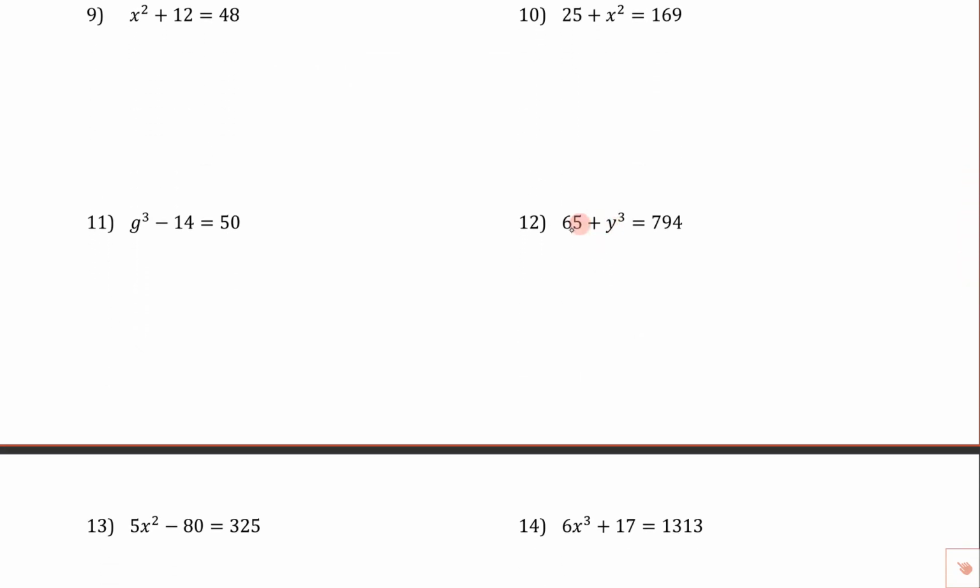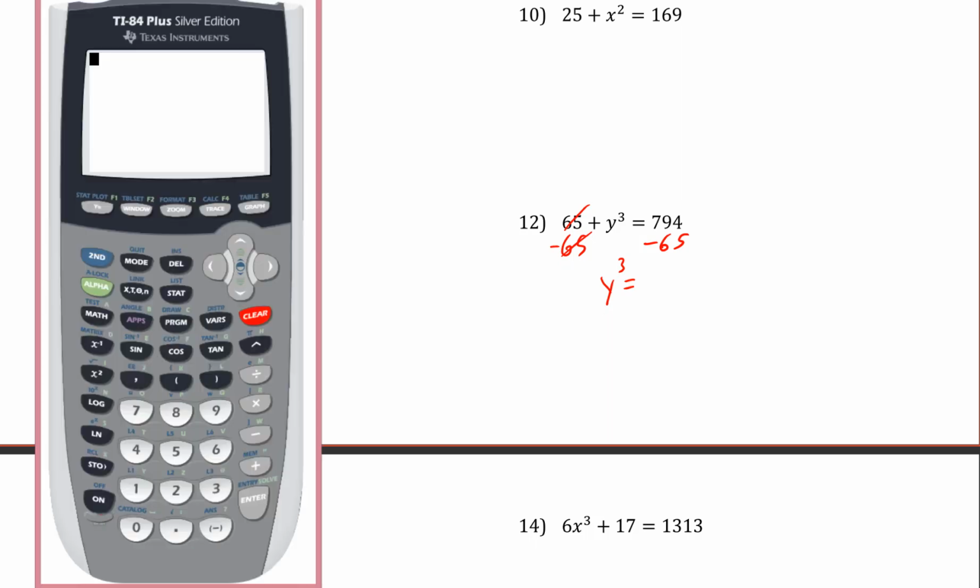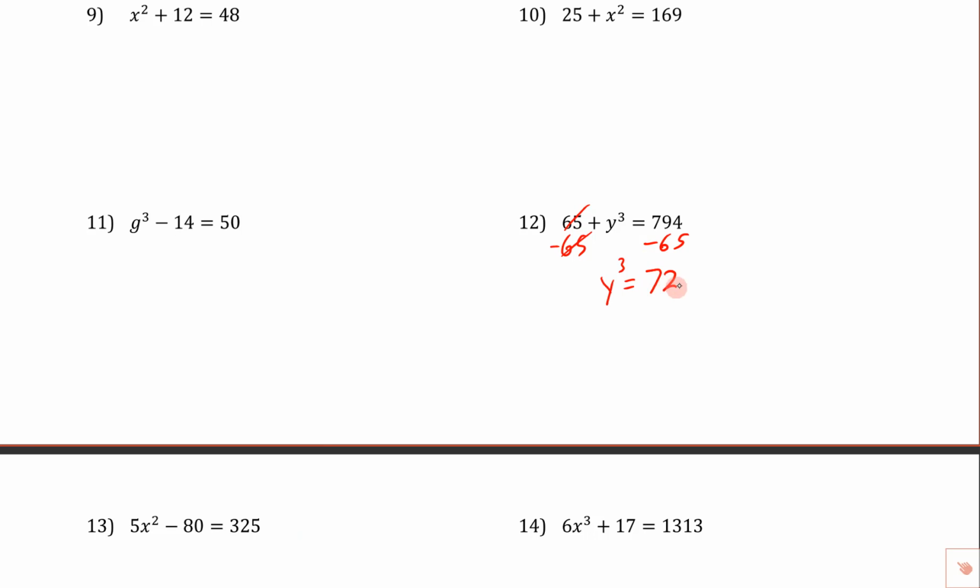So on number 12, you'll notice that it's not isolated. It's not isolated, so we're going to subtract the 65 from both sides. Subtract 65. And this is definitely a calculator problem. A lot of these are. So we end up with, I'm going to pull up the calculator. And I'm going to go ahead and throw in there, and if you can figure this out in your head, that's awesome. I'm going to take 794 and I'm going to subtract 65. So let's see what we've got there. We've got 729. So I'm going to go ahead and write 729.